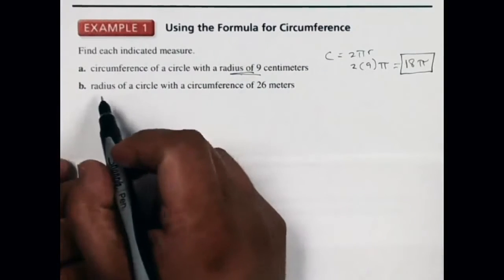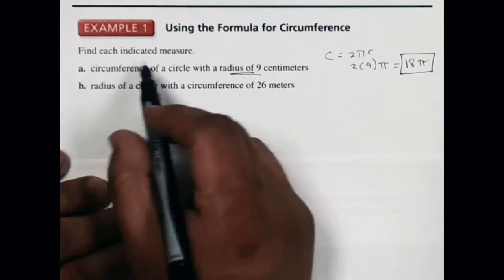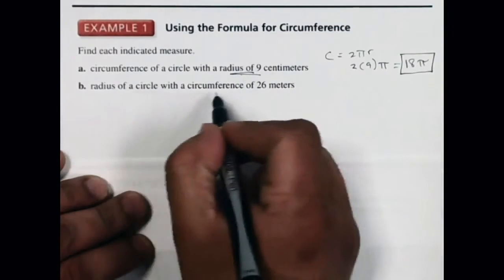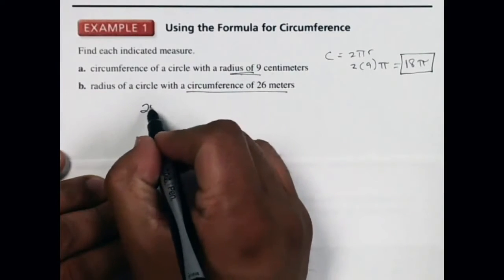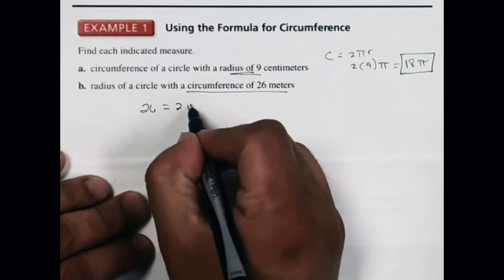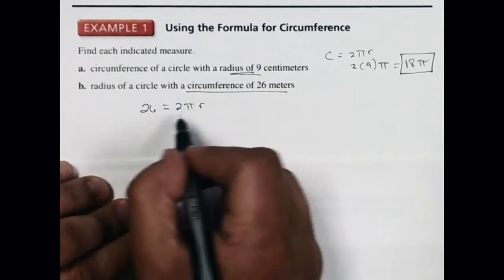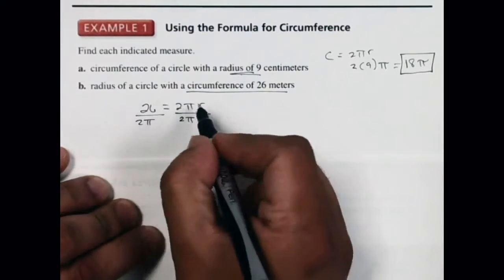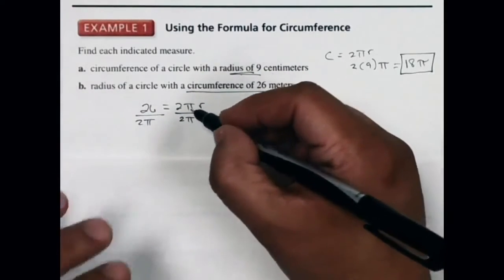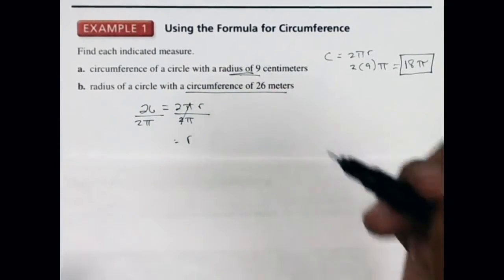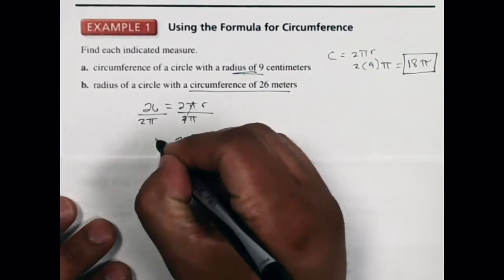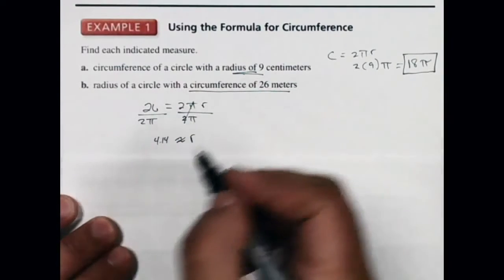Now, for example b, it says radius of a circle. So they want us to find the radius of a circle with a circumference of 26 meters. Since they're giving me the circumference, I'm going to put the 26 on the left-hand side, and I want 2 times pi times the radius. Here I'm going to divide by 2 pi on both sides. I can divide by pi because it's a number. This is going to cancel, and so my radius is going to equal 26 divided by 2 pi, which is about 4.14.